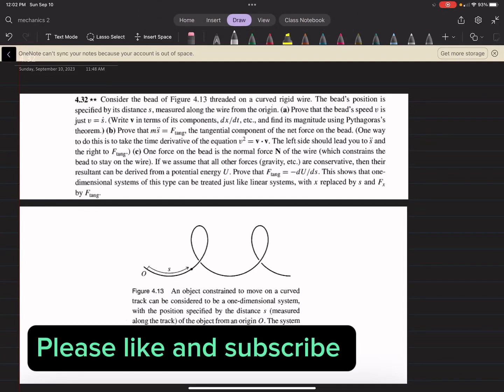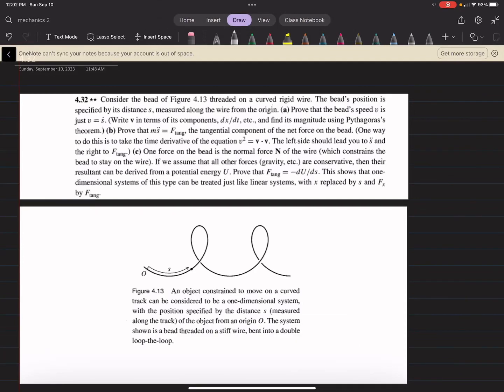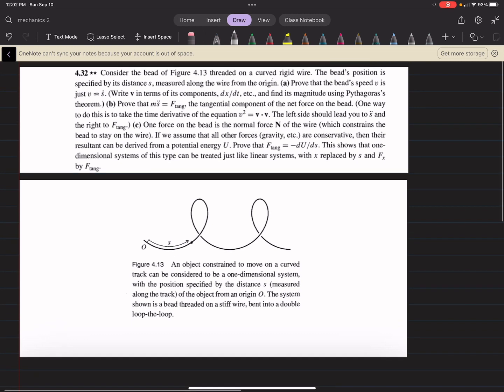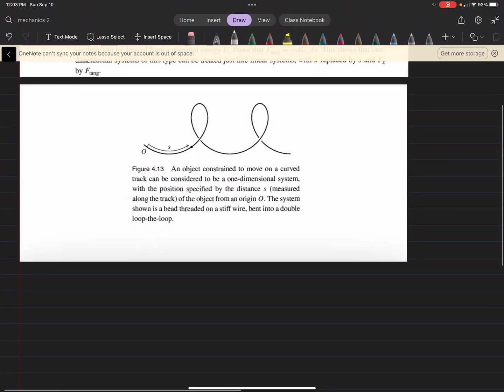Okay, so this is problem 4.32 out of Taylor's Mechanics, and it's based off of this picture here. What we want to do is first prove that the bead's speed is just s dot. After that, we want to prove that m s double dot is the tangential part of our force, and they give us a little hint on how to do that. And then lastly, we want to prove that our tangential force is just minus dU/ds.